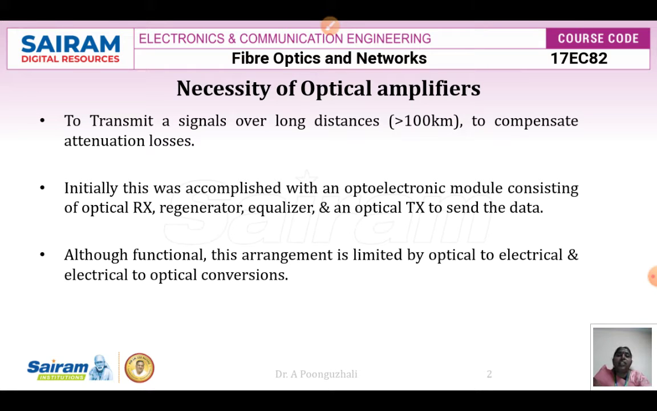So the necessity is, when I want to transmit the signal to longer distances, greater than 100 kilometers, and avoid the attenuation losses, I need an optical amplifier to be inserted between the fiber links. The optoelectronic module consists of an optical transmitter, receiver, regenerator, and an equalizer.